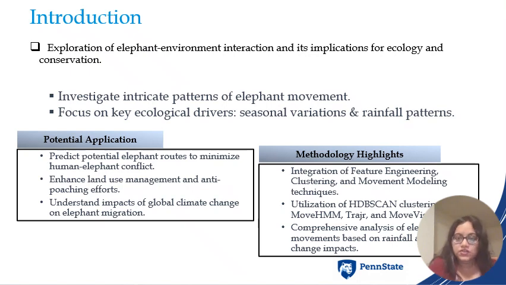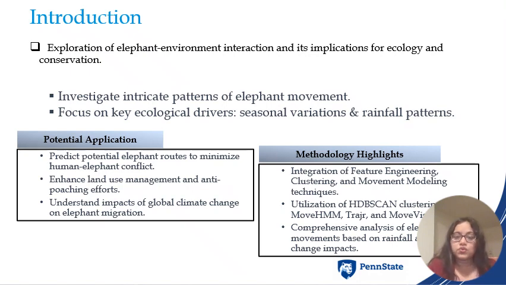We're basically interested in the world of elephants and how they interact with their environment. Elephants play a crucial role in our ecosystems. However, human-elephant conflicts, habitat degradation, and poaching activities are prevalent challenges. So, understanding their movement can give us insights into mitigating these challenges.